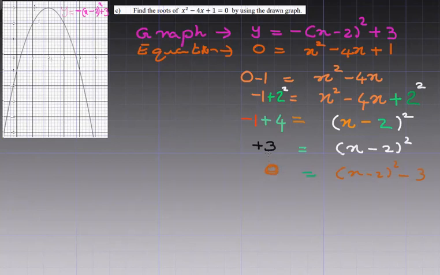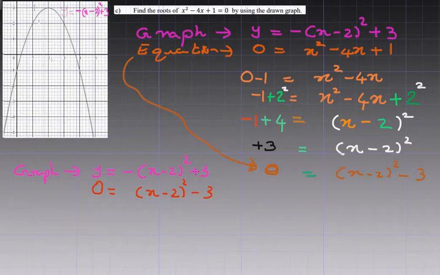All right. So now we have written the equation what we are supposed to solve in the same format as the graph's equation. So now let's write the graph's equation and the equation what we are supposed to solve one under the other. So what's the graph's equation? Y equals minus x minus 2 whole thing squared plus 3. And what's the equation we are supposed to solve? 0 equals x minus 2 whole thing squared minus 3.